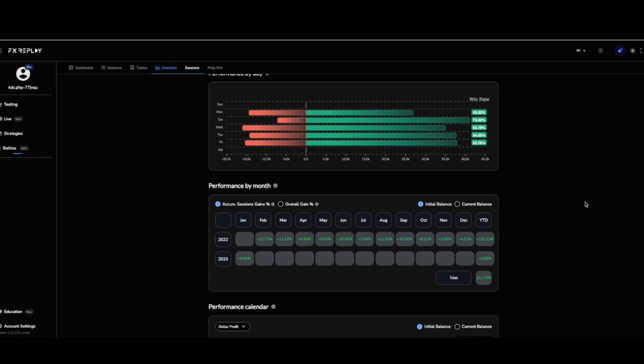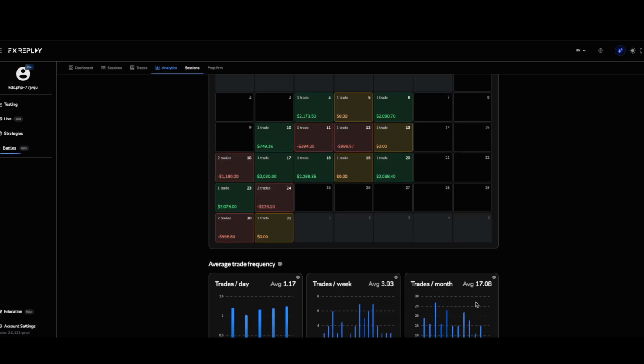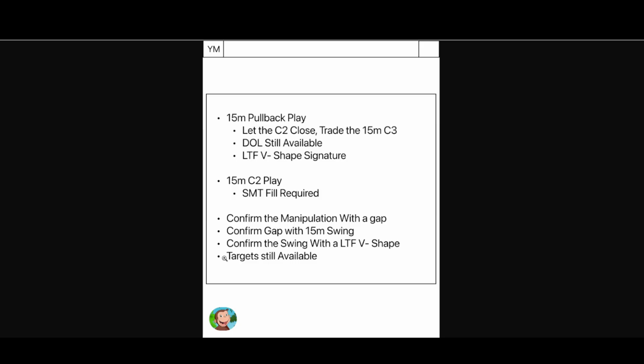So within the last sessions that I have been backtesting, I've been running a different approach, not a different approach, but just recognizing the 15-minute pullback play a little bit better. I am taking out the whole 15-minute C2 trading and more so trading the 15-minute C3. And these are the requirements that I'm requiring in order to trade those 15-minute C3s: letting the C2 close and trading the C3, letting the draw on liquidity still be available, and the lower time frame V-shaped reversals.